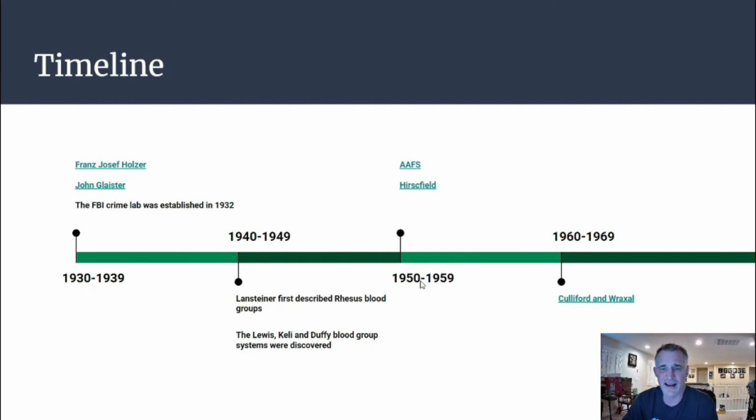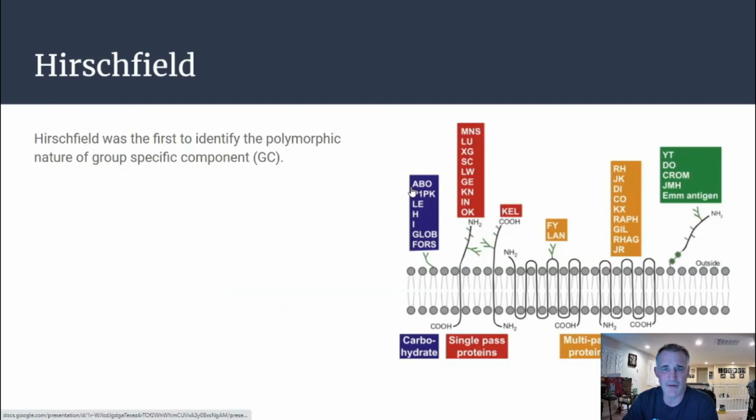Moving into the 1950s and 1959, we have Hirschfeld. Hirschfeld was the first to identify the polymorphic nature of a specific component. Basically, it's this Gc component that's found on the surface of blood, right?